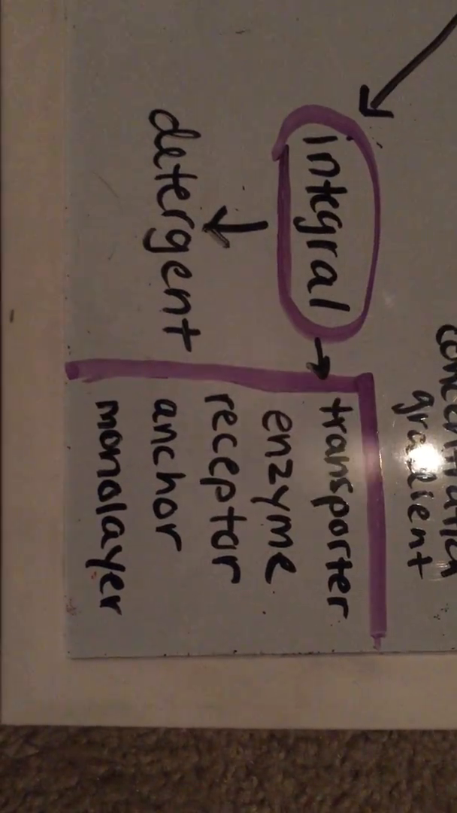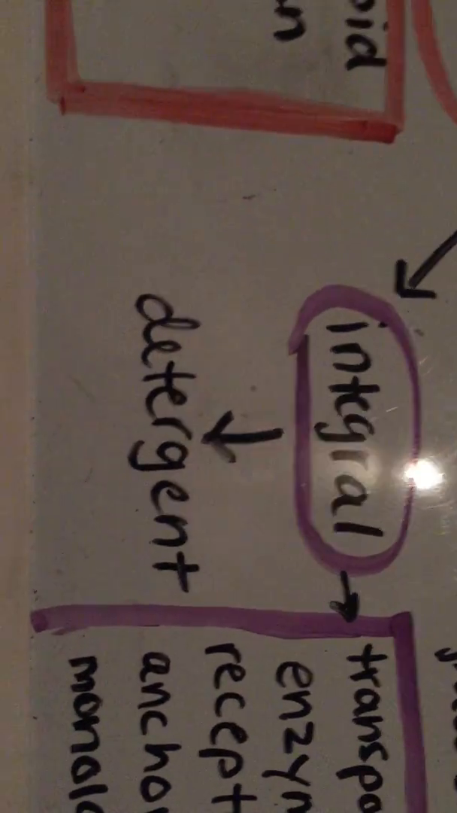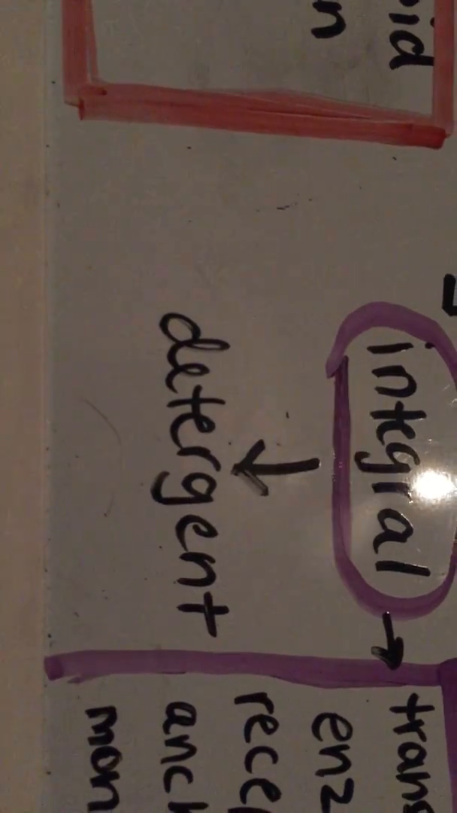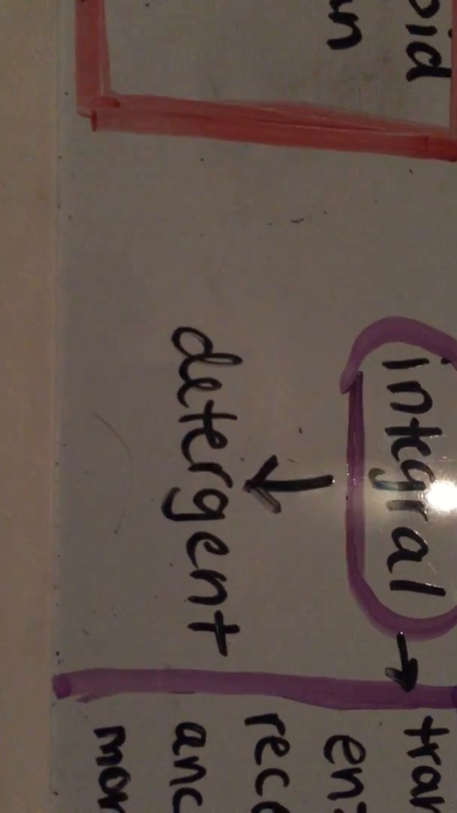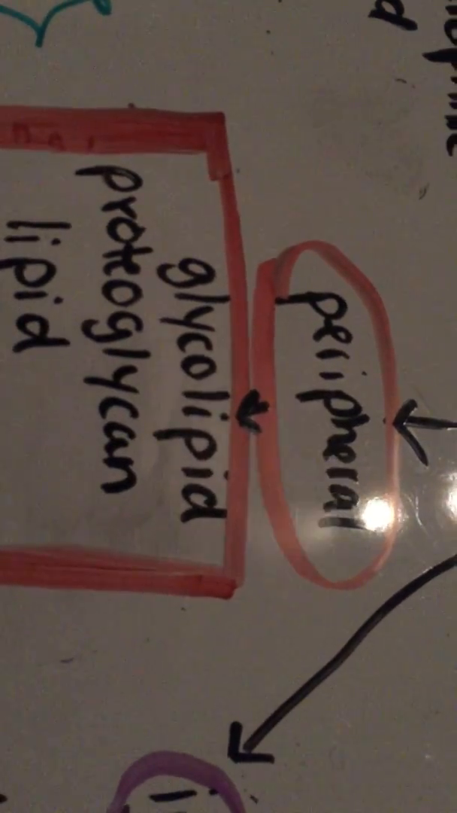And then the integral examples are transporter, enzyme, receptor, anchor, and monolayer proteins. And integral proteins are special because they can only be broken down by a detergent. And a detergent is a bilayer of the hydrophobic and the hydrophilic components, and they form a cone which breaks through the membrane. Meanwhile, the peripheral membrane proteins don't require any breaking of the membrane to allow access.